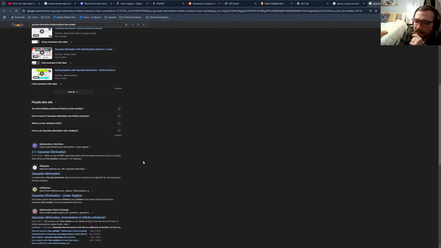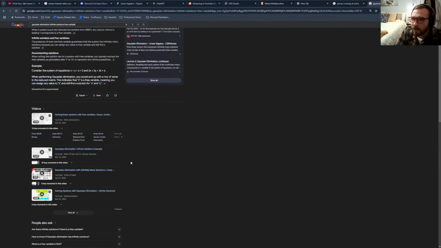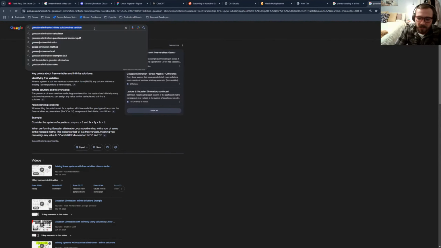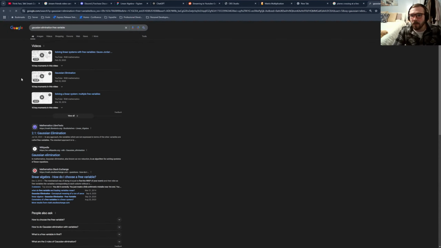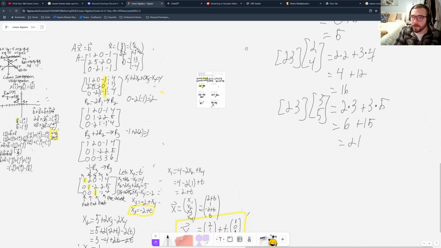So it's still under the umbrella of Gaussian elimination. But if you wanted to learn more, what I would do is search Gaussian elimination free variable. And maybe they'll do it in another way. I just kind of am regurgitating what my professor taught me. Maybe they'll do it in a way that's a little bit more intuitive, and maybe we could talk about it, and maybe it'll help my understanding too. So yeah, feel free.